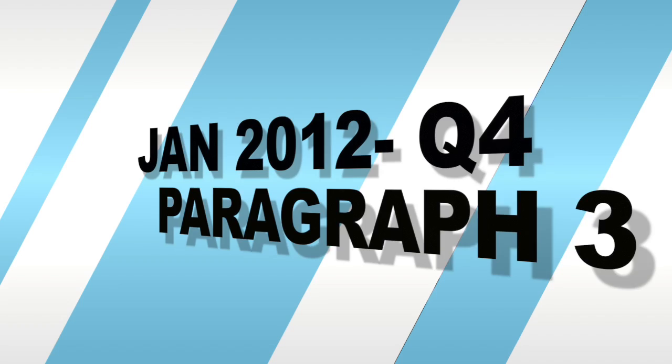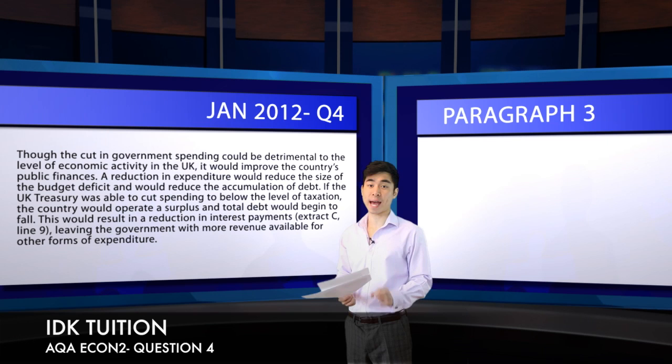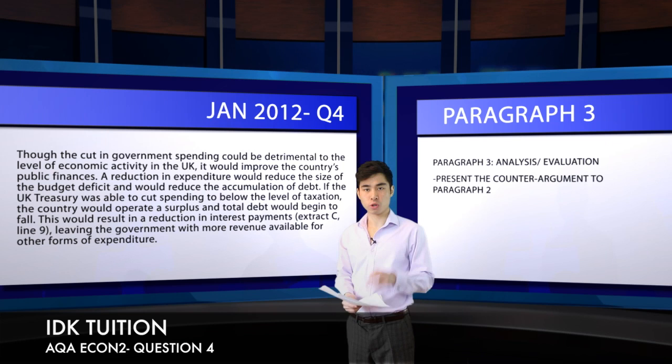Okay, paragraph two, you presented one side of the argument. Paragraph three, we're going to present a counter-argument. So remember, we've chosen the question which allows us to talk about the UK economy and the UK macroeconomic indicators in quite general terms. So if in paragraph two you said that the specific government policy in question is going to be detrimental to the UK economy, now you're going to make the counter-argument and say, actually, this could be bad for one macroeconomic indicator, but it could also be good for another macroeconomic indicator.